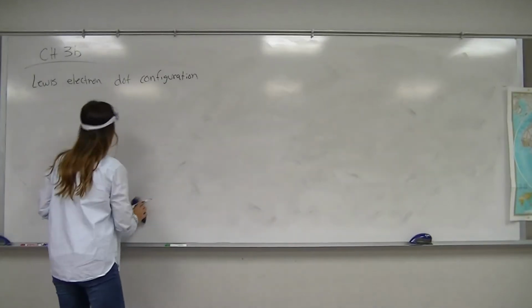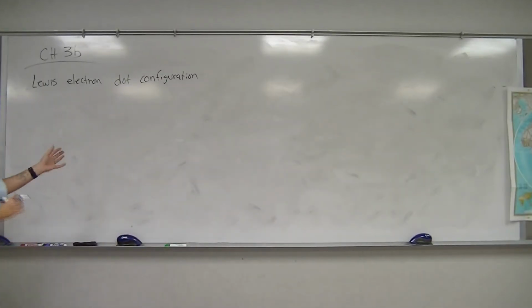So these are Lewis electron dot configurations. This is how we're going to start drawing our Lewis structures. This is basically using the valence electrons off the periodic table.